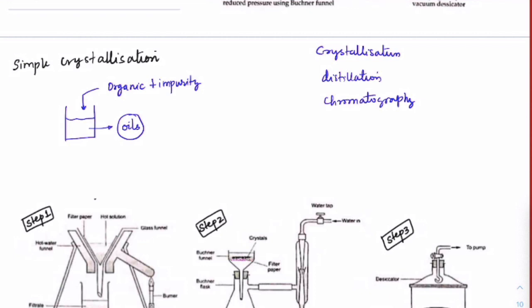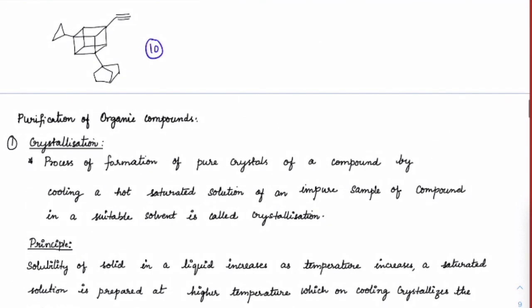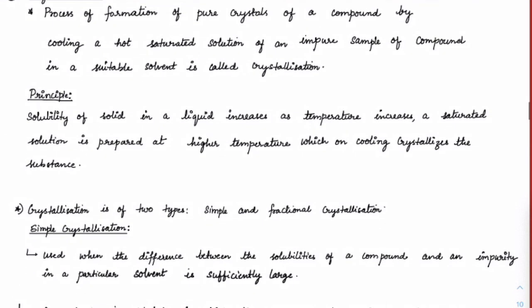Let me repeat once again. The basic principle is the solubility of the solid which is present in the organic compound should increase as you increase the temperature, and when you decrease the temperature, it should easily crystallize. Correct? I have written that here. So when you refer back to the notes, check out this statement. The solubility of solid must increase as the temperature increases, and as the saturated solution is prepared at higher temperature, when you cool it, it should crystallize out.